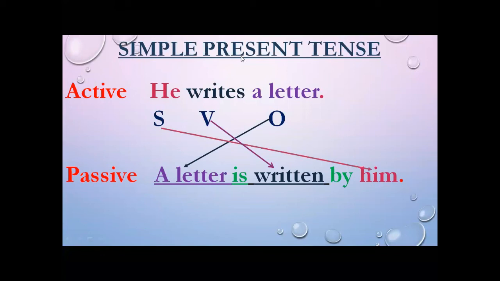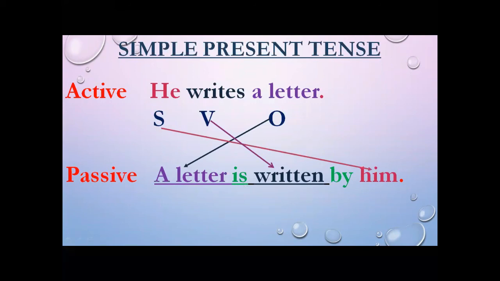Okay, just like he writes a letter. Just recognize what is subject, what is verb, and what is object. Like, he is the subject, writes is the main verb, and a letter is the object. You know very well. And when we change into passive voice, the object takes the place of the subject. It's like now a letter has been placed as the subject. A letter. Okay.